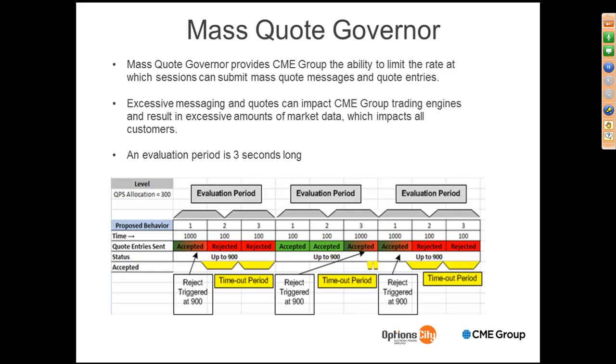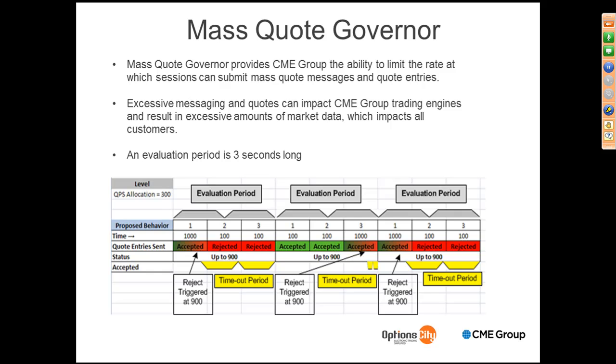So let's take this example that we have right now. Let's say you create a mascot session and you have been allotted 300 quotes per second, meaning you can stream 300 quotes in 1 second. The evaluation period for the mascot governor is 3 rolling seconds. So 3 rolling seconds will give you the ability of sending out 900 quotes in 3 seconds. That's the evaluation period, and that is what it is set at right now.